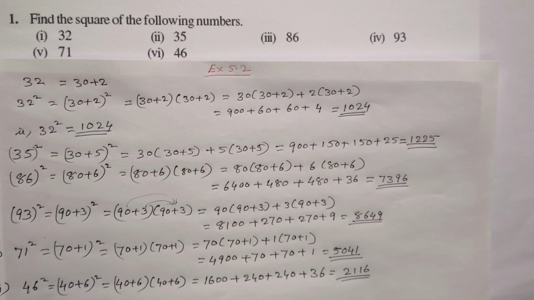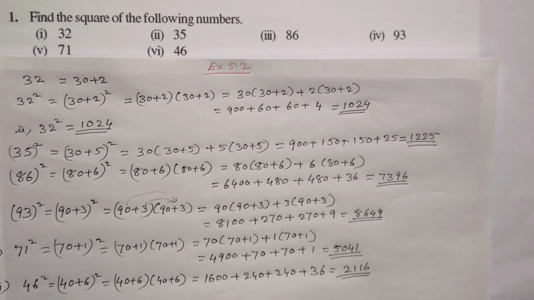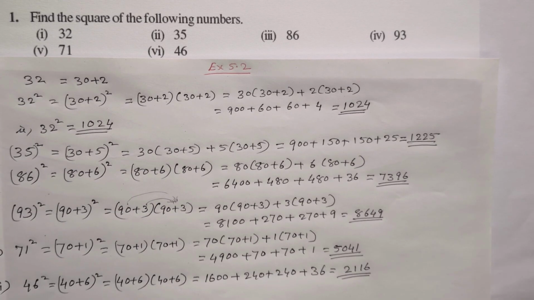Next one is 46 square, that means 40 plus 6 the whole square. 40 plus 6 into 40 plus 6. When we are opening the bracket, it will come 2116. That means 46 square is equal to 2116.